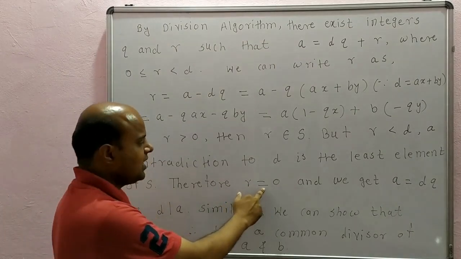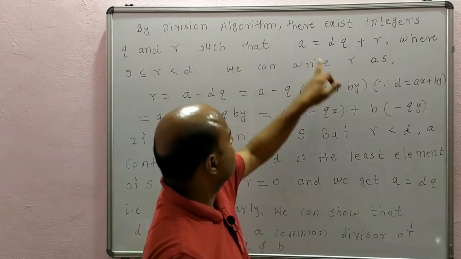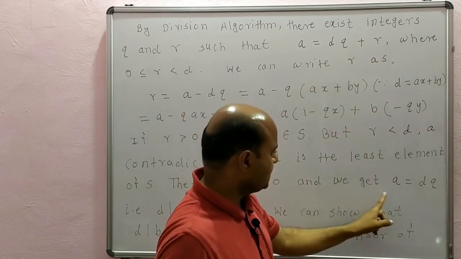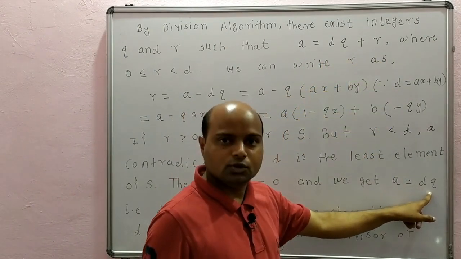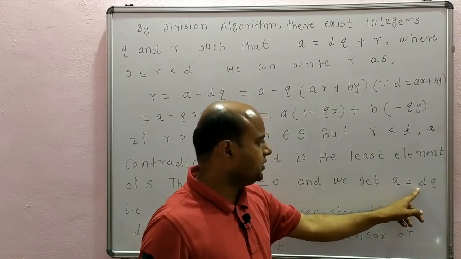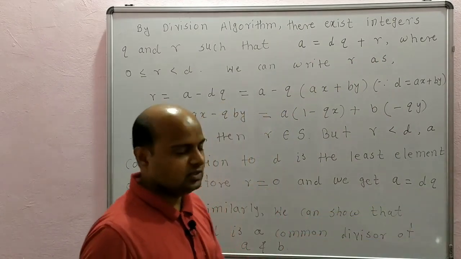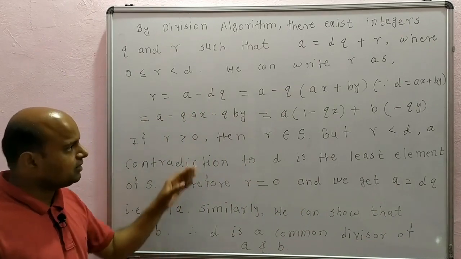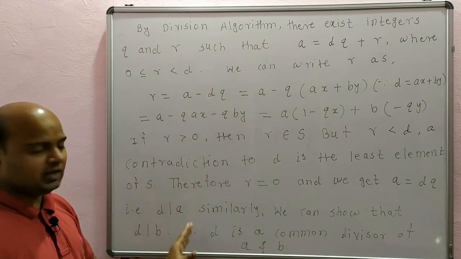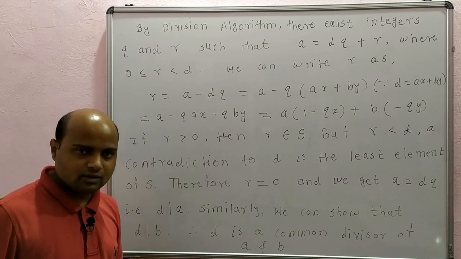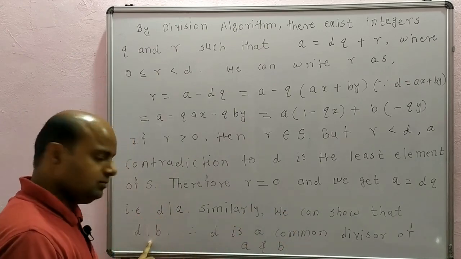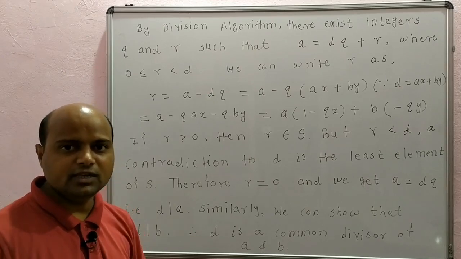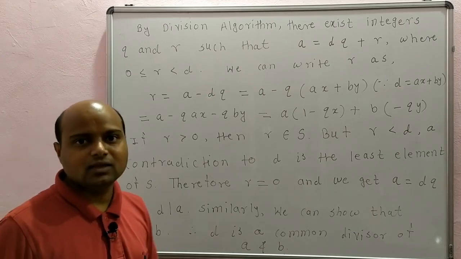And when r becomes 0, we will get a = dq + 0. That is, a = dq. And a = dq, by the definition of divisibility, d divides a. Similarly, by using the same method, we can show that d divides b. Therefore, d divides a, d divides b. Therefore, d is a common divisor of a and b.